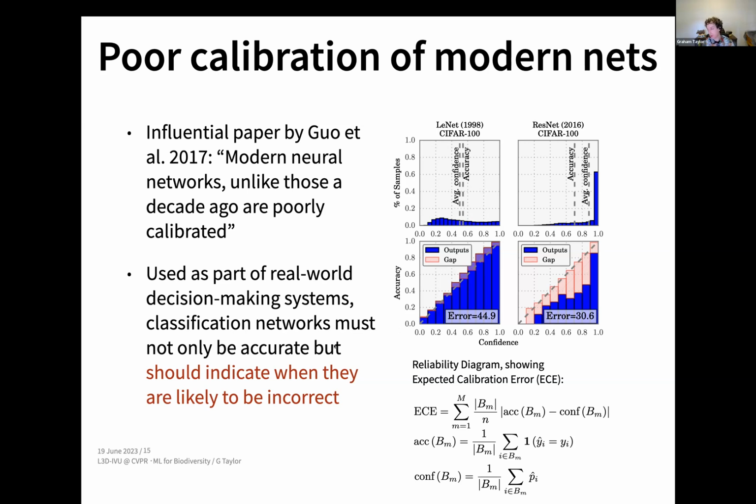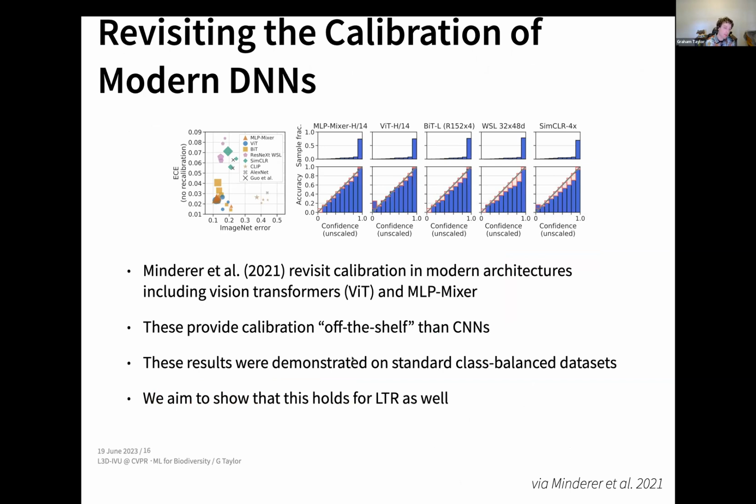This is a concern, not just in biodiversity, but in any real-world decision-making system, where we really want the network to be aware of what it knows and to reliably indicate when it's likely to be incorrect. Now, some good news is that these experiments were revisited in 2021 by a group at Google Brain, and they showed that more modern architectures like Vision Transformers and MLP Mixer tend to be better calibrated off the shelf than CNNs. They demonstrated results mostly on standard class-balanced datasets like ImageNet, and we've spent some time trying to show that this holds for long-tailed recognition as well. We have results showing that these more modern architectures tend to be better calibrated.